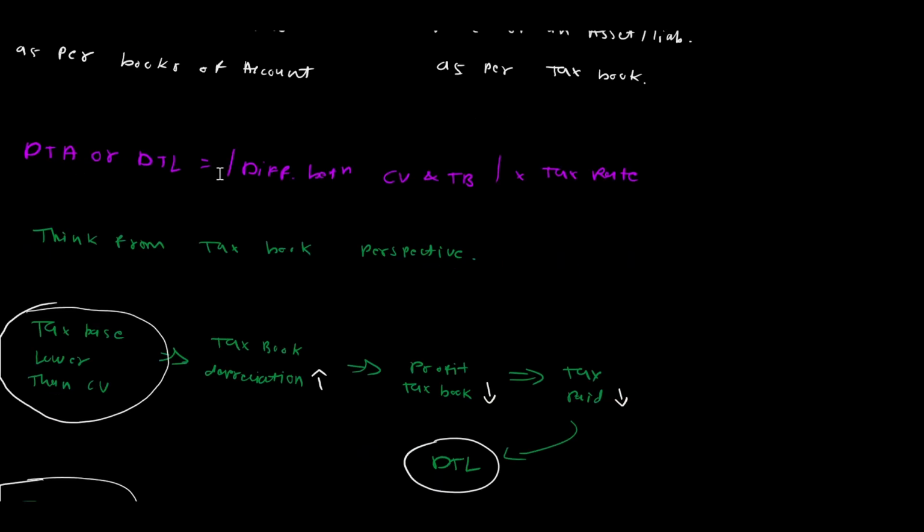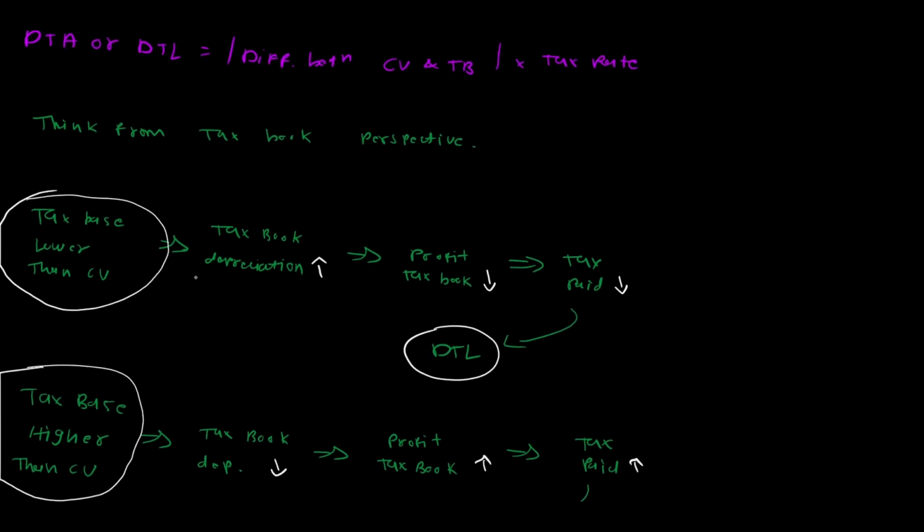Next is the deferred tax asset or deferred tax liability, which can be calculated by the difference between the carrying value and tax base multiplied by the tax rate. You need to identify if the result of this formula will give you the deferred tax liability or the deferred tax asset.